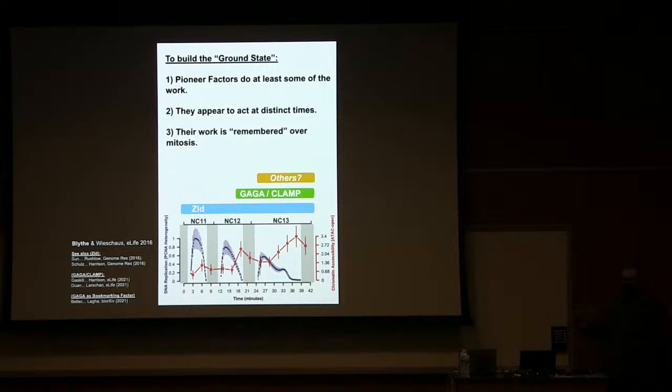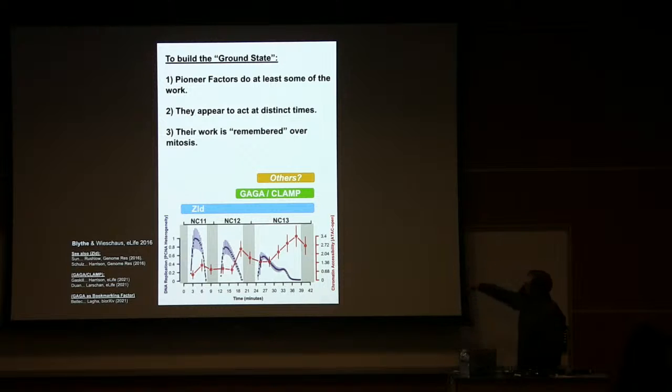And so overall, these are our rules that we're operating with moving forward to understand the system better. Namely, that we want to identify pioneer factors that at least do some of the work, and to understand the timing mechanisms that control their timing of activity, and to focus on how this work is remembered over mitosis. And in particular, for the second point, we're particularly interested if the sequence of events is important for anything at all, right? This could just be a secondary consequence or it might be irrelevant, let's say, to the normal functioning of an embryo.